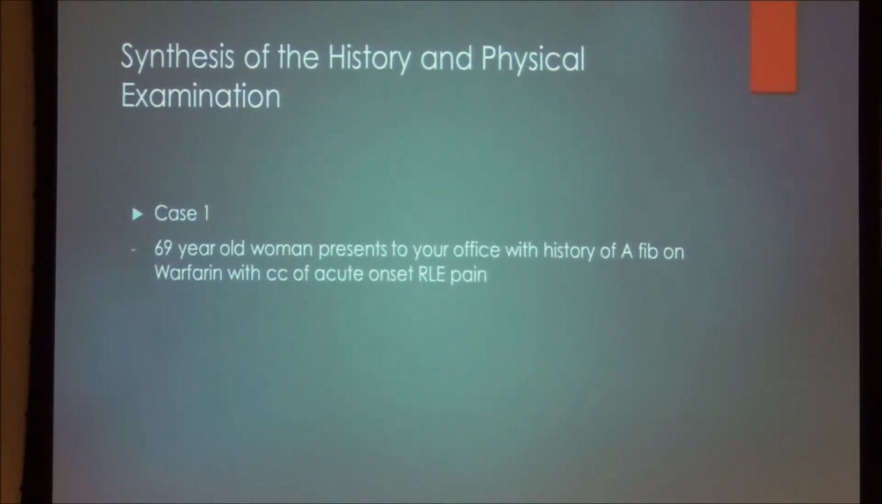So I have only a few cases here to just review and see what you think, what are your thoughts about ordering tests, or what you think we should do with these. Simply, a 69-year-old woman presents to your office with history of AFib on warfarin with chief complaint of acute onset right lower extremity pain. What do you think we should do?